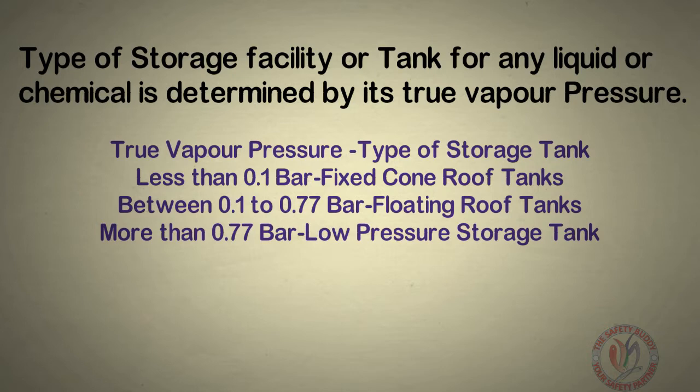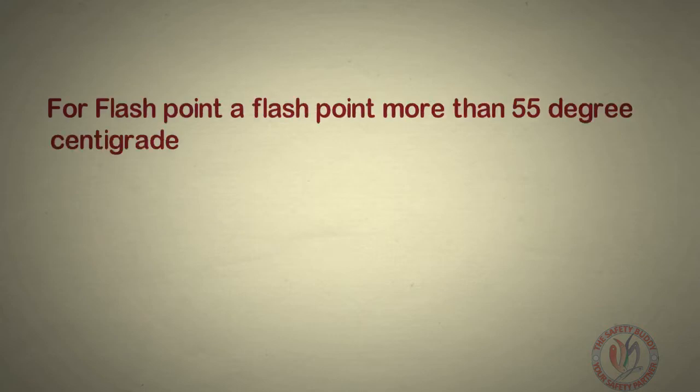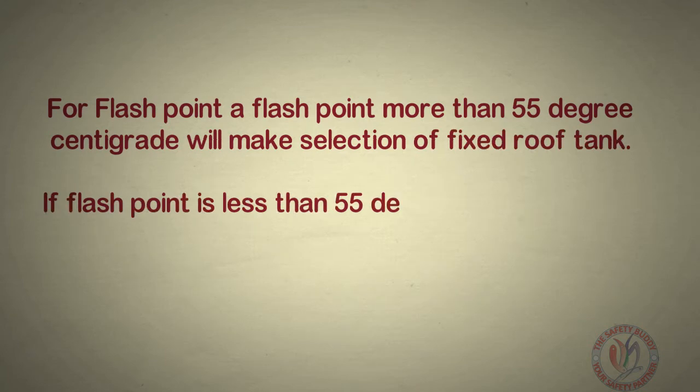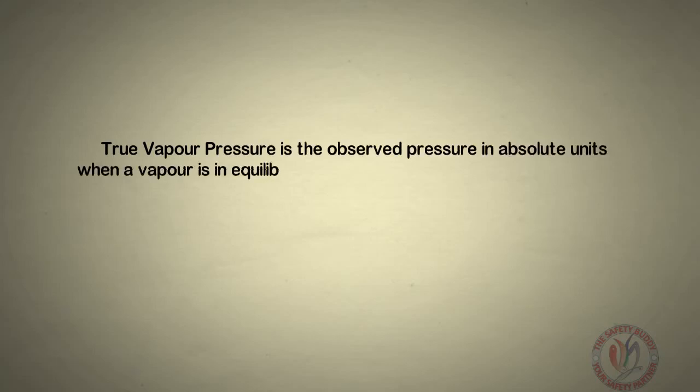Sometimes flash point is also a deciding factor to select the type of storage facility. A flash point more than 55 degrees centigrade will make the selection of a fixed roof tank. If flash point is less than 55 degrees centigrade, the floating roof tank will be selected for storage to minimize vapor losses. True vapor pressure is the observed pressure in absolute units when a vapor is in equilibrium with its liquid at a constant temperature.